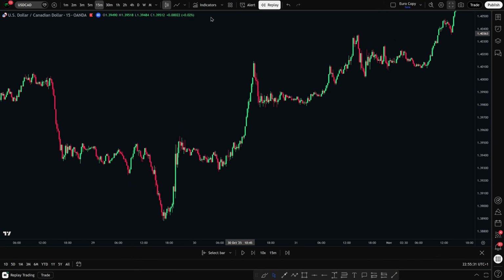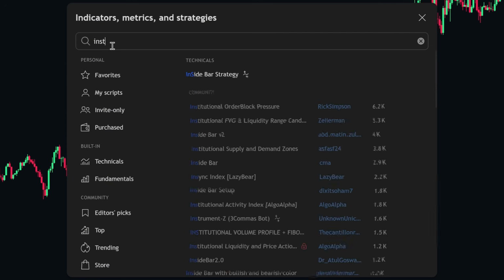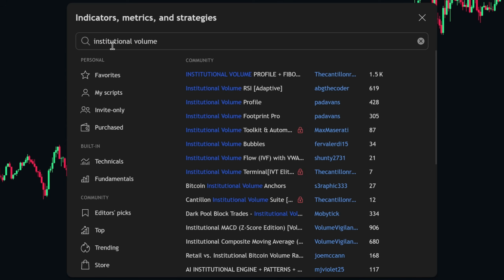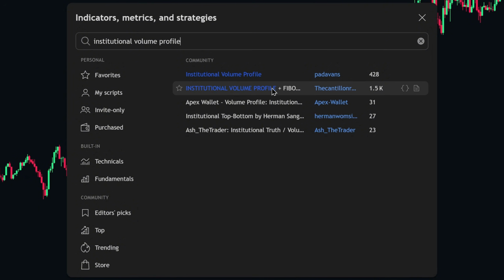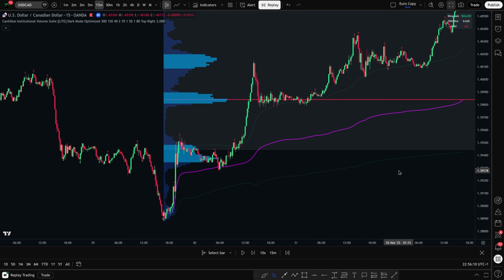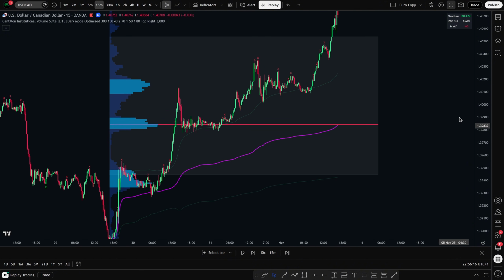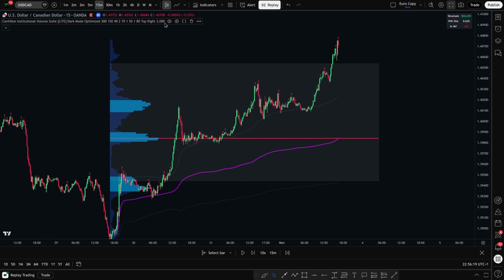To add it to your chart, go to TradingView. Open the Indicators tab. Search for Institutional Volume Profile Fibonacci Enhanced Signals. Click Add. There is no complex setup required. The default settings are already optimized for general use. You can adjust filters later if you want to refine it to your preferred time frame or market, but it works immediately after adding it.